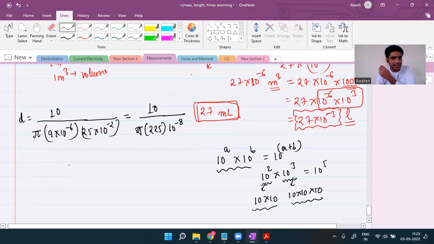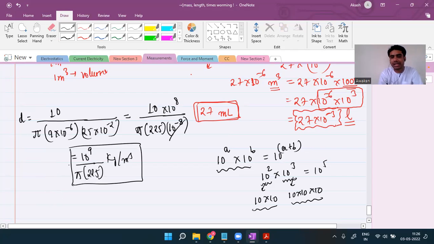So 10 to the power minus 8 is 1 by 10 to the power 8. So it goes up and becomes 10 to the power 8. So this is 10 to the power 9 by 225 pi, in kg per meter cube. Now we don't simplify this further unless we have some options with us. If 4 options are given, we can solve and try to check. But solving this is futile unless it's an objective question. Got it?